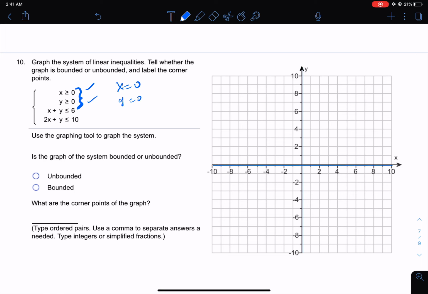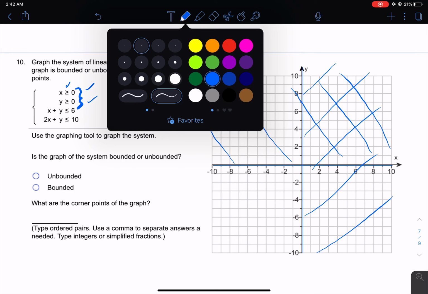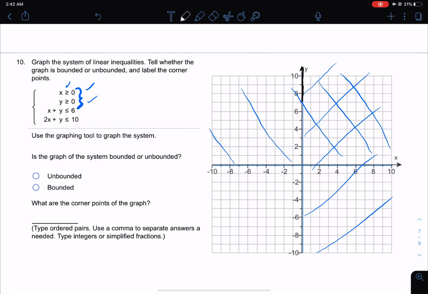So let's go back to the inequality. This is saying x is greater than or equal to 0, so that's going to be these guys. And this one is saying y is greater than or equal to 0. Well, that's going to be these guys over here, and you can see the double shading. So if it was just those two, then our double shaded region, our answer, would be quadrant 1.